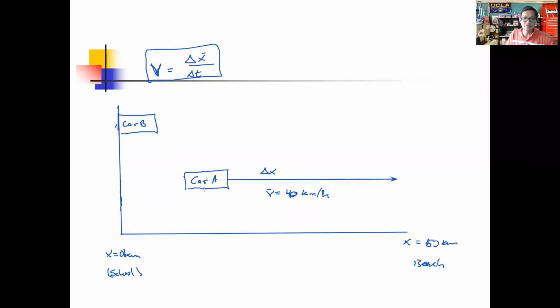So we trace this here. It starts at a position that is 10 kilometers from the school because it's 40 kilometers closer. So the starting position for car A is going to be 10 kilometers, and therefore it moves a total distance of 40 kilometers to get to the beach.